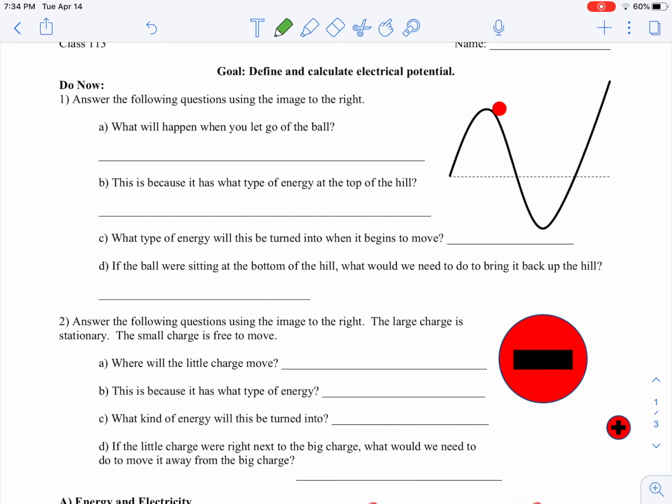All right, so hopefully you gave that a try. Number one says, answer the following questions using the image to the right. What will happen when you let go of the ball? Hopefully you don't need to be in physics class to tell me that the ball is going to roll down the hill. This is because it has what type of energy at the top of the hill? If you recall, that's potential energy. What type of energy will this be turned into when it begins to move? So when things move, what kind of energy is that? Kinetic.